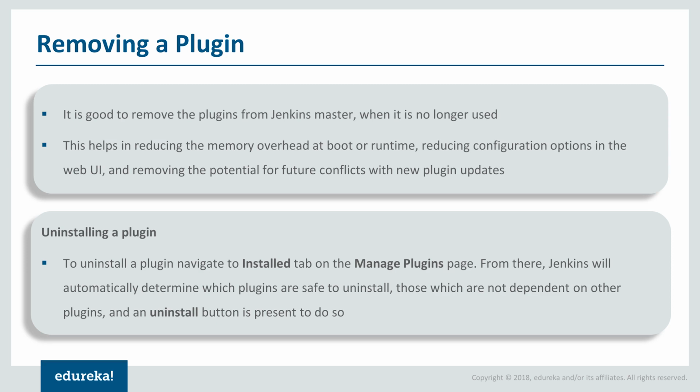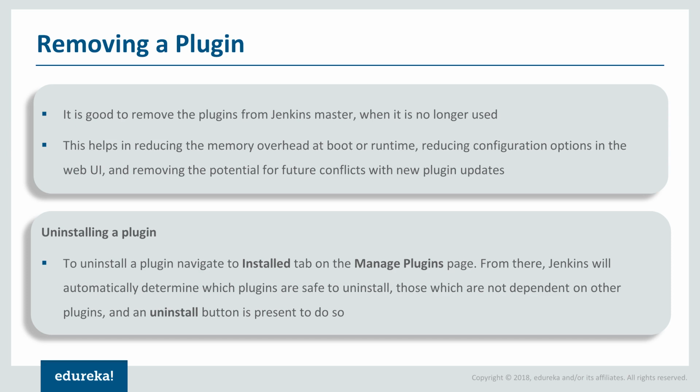So to uninstall a plugin, you just need to navigate to Installed tab on the Manage Plugins section. We just saw that in one of the screenshots in one of the previous slides, and we will take a look at it when we are seeing the demo. And from there, Jenkins will automatically determine which plugins are safe to uninstall. You will find there on the UI that for some of the plugins you get the option to uninstall, and for some plugins you do not get that option to uninstall. It is grayed out actually.